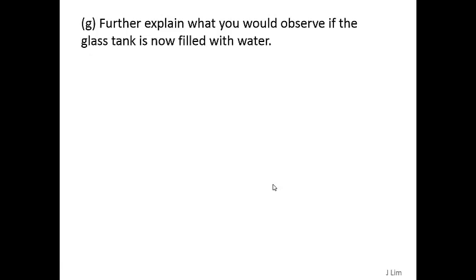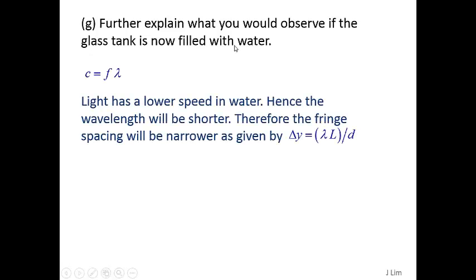Now if the glass tank is filled with water, light has a lower speed in water, hence the wavelength will be shorter. Therefore, the fringe separation will be narrower, as given by this, since lambda is now smaller.